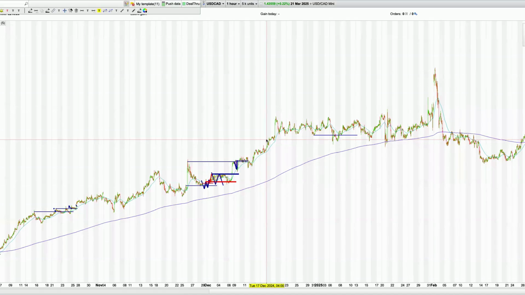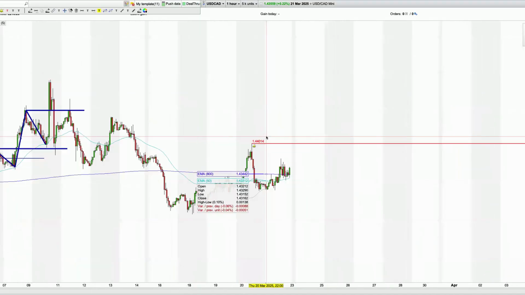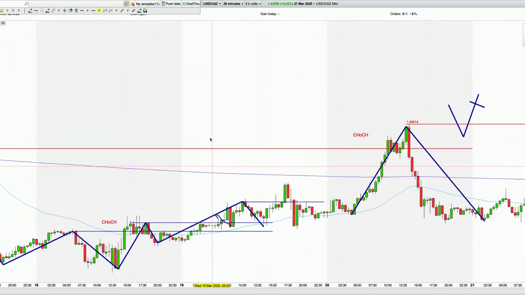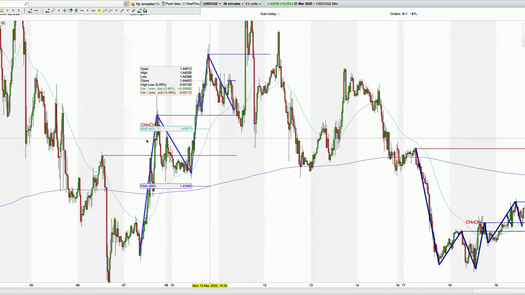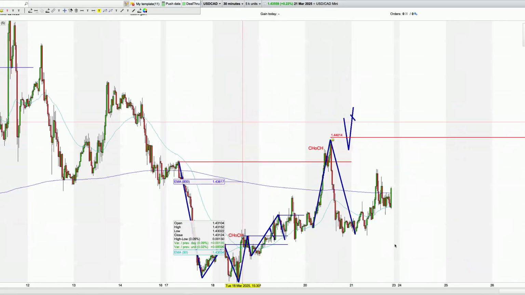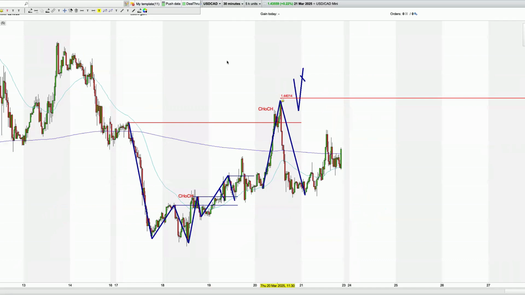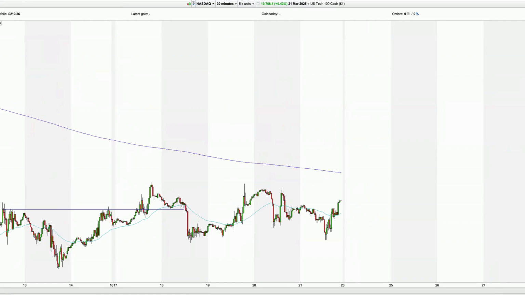USD CAD. We took some USD CAD. Did we trade it? We definitely traded it. We definitely traded this, and it was an amazing trade, but came all the way back to entry. Trade is still live. So we got the change. I want to see a bit more structure develop on this guy, but we do have this one open as well. And then last but not least, we have the NASDAQ.